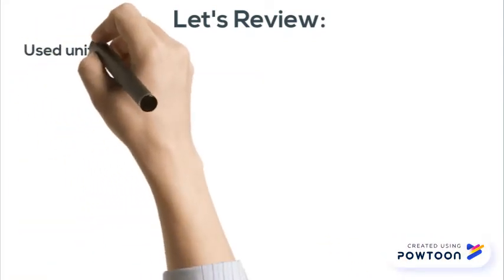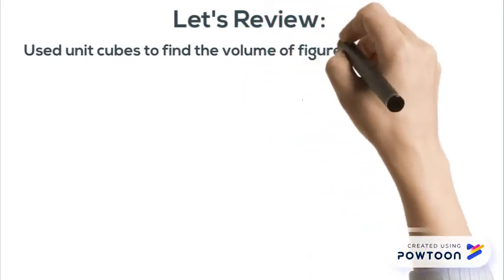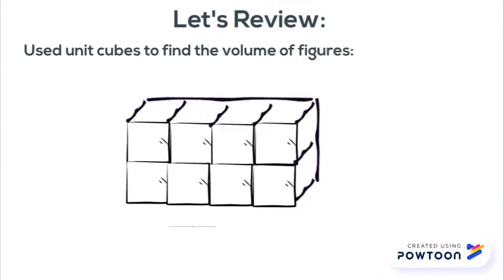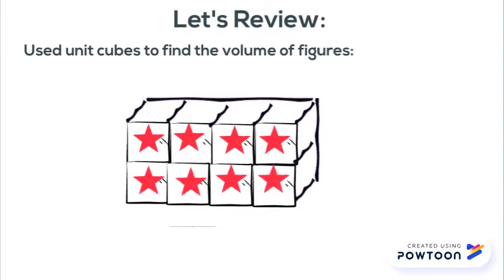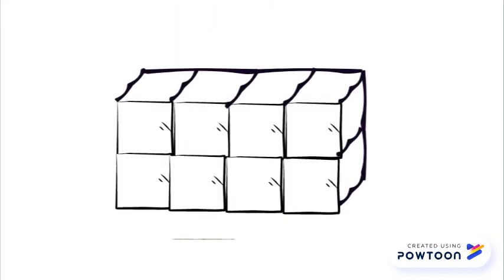Yesterday, we focused on finding the volume by counting the unit cubes that a shape can hold. So for this shape, we would count 1, 2, 3, 4, 5, 6, 7, 8 cubes, making the volume 8 unit cubes. Right now, we're used to seeing figures where we can easily count the amount of unit cubes it holds.